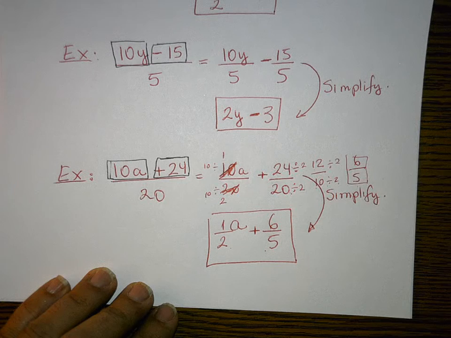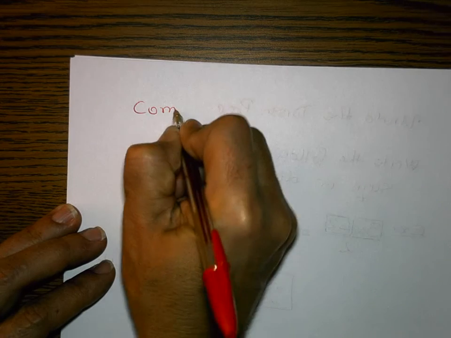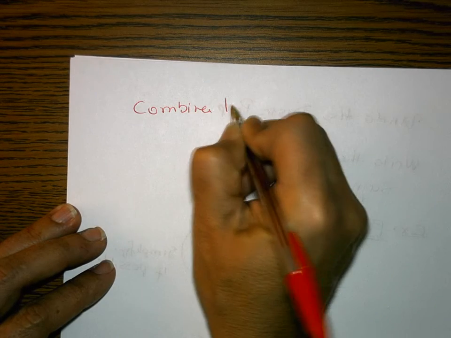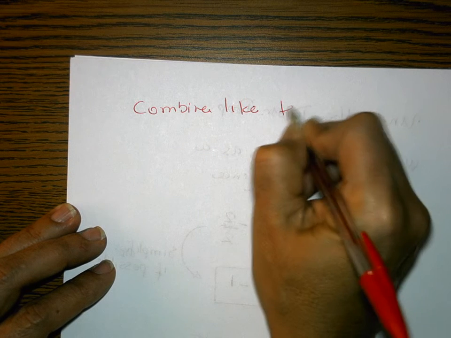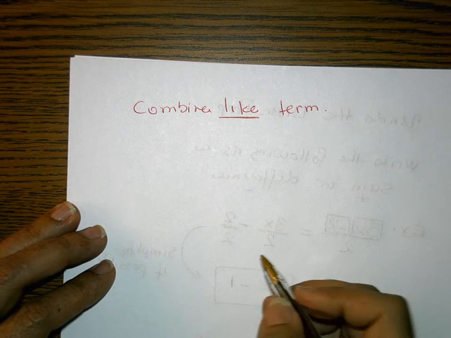Okay, the last thing I want to talk about in this video that is also part of 1.1 is combining like terms. So the last thing for this section is combine like terms. The terms have to be like terms. They have to be the same.